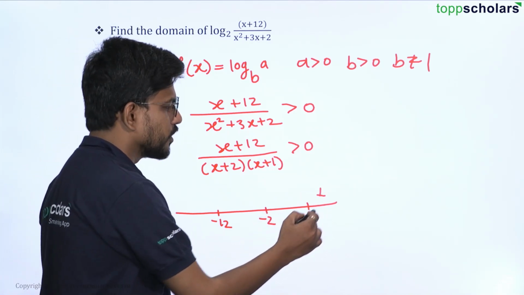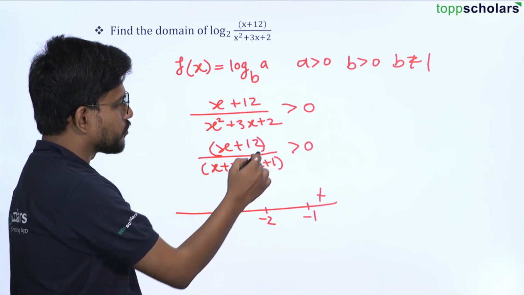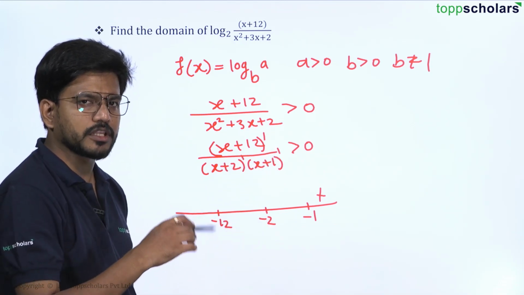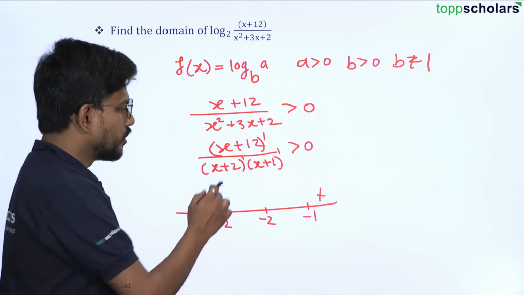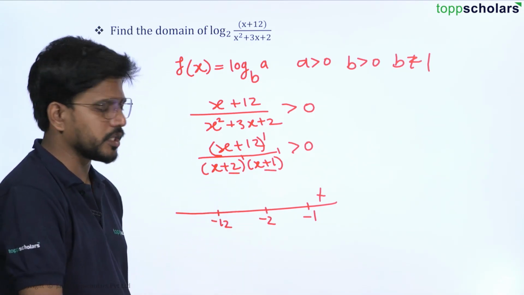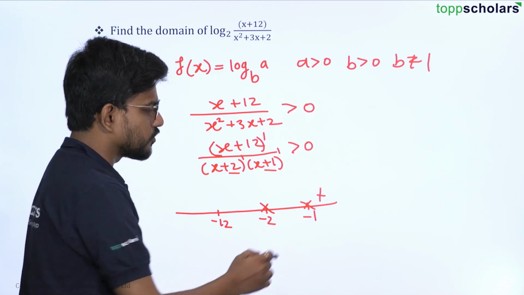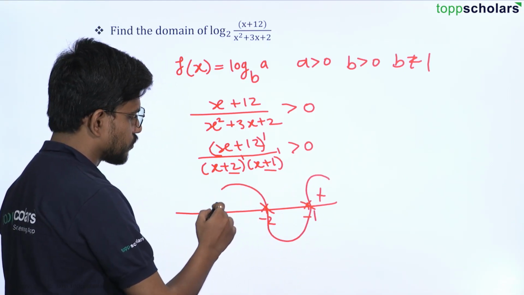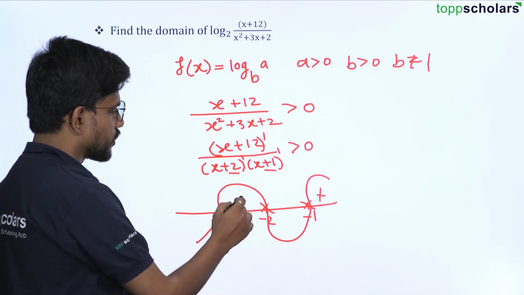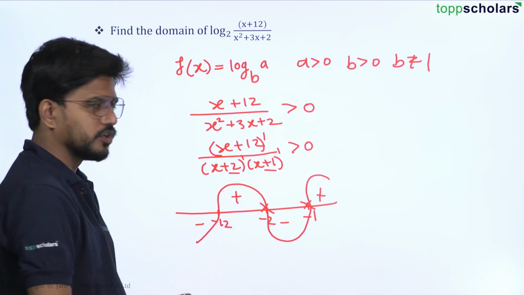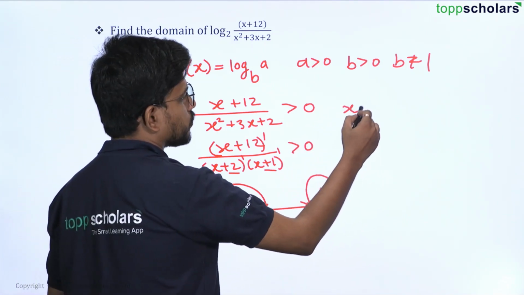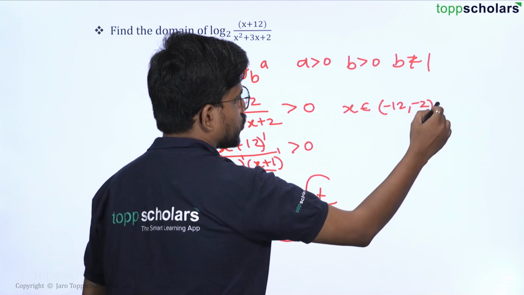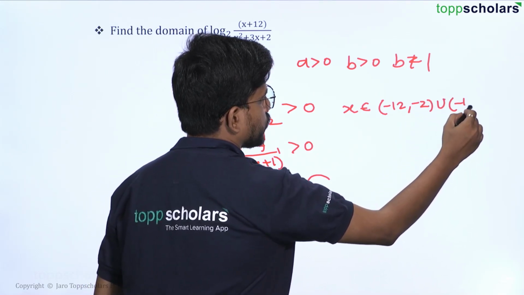So, this is positive, and as all the powers of x plus 12, x plus 2 and x plus 1 are odd, that means everywhere there will be a change of sign. Also, minus 2 and minus 1 can't be included in the answer because they are giving zeros in the denominator. So, this will change at minus 1, minus 2, minus 12 everywhere. So, this is positive, this is negative, this is negative. So, your answer is x belongs to (minus 12, minus 2) union (minus 1, infinity).